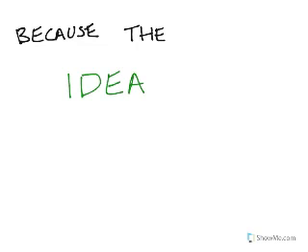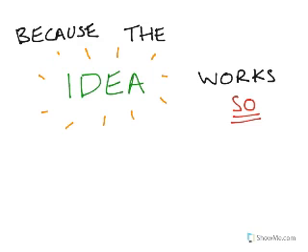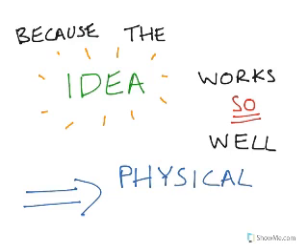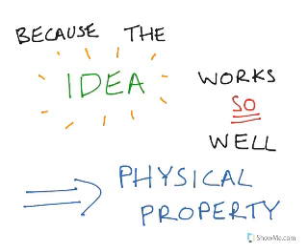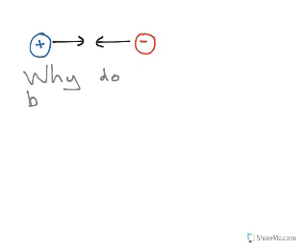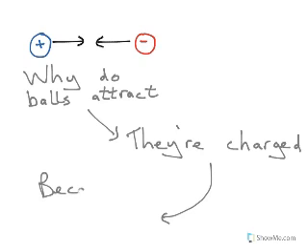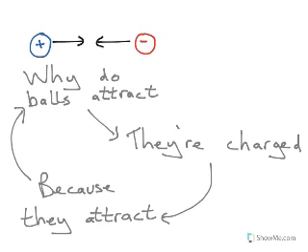So because the idea of charge works so well in describing the forces between certain types of objects, scientists have come to assume that it's a physical property of matter. Whether it's really, truly intrinsic or not is a matter for philosophers. All of this can lead into something of a circular argument. If we have 2 balls which are attracted to each other, the answer to why they attract is because they're charged. But then the answer to why they're charged is because they attract.